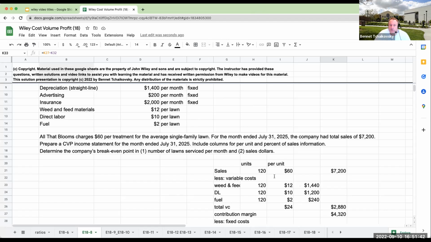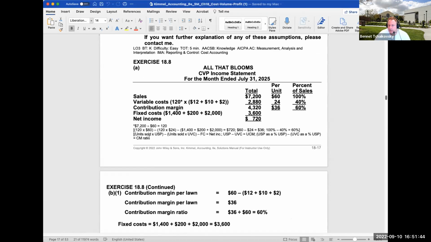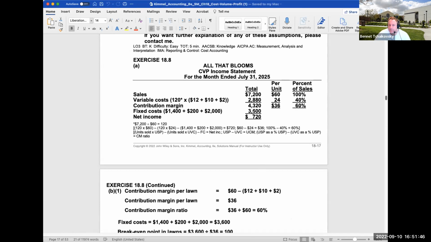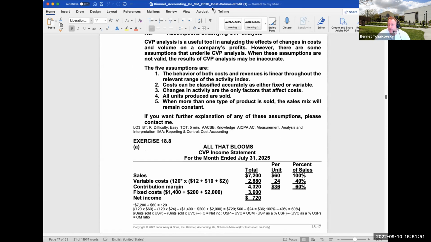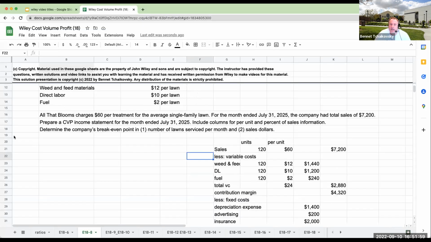And let's go to exercise 18-8. Oh, 720. Nice. Okay. So we've done that properly so far. Now we're going to go and figure out different types of things. So let's go back over here. And we're going to come over here. So it's asking us to do break-even point in lawn service per month and in sales dollars.